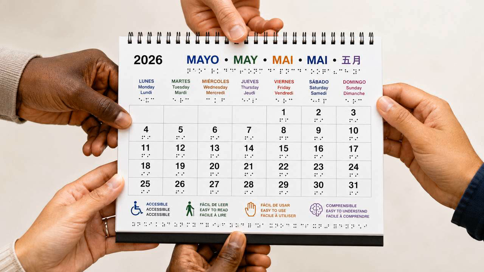Think about different ways of interacting. Your calendar might be used with a mouse, a keyboard, touch, voice commands, a screen reader, a screen magnifier, a switch device. Good accessibility means the interaction remains understandable, regardless of the input method.